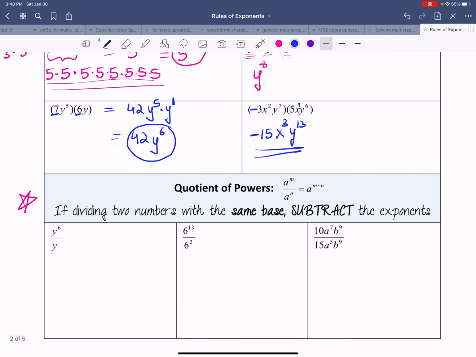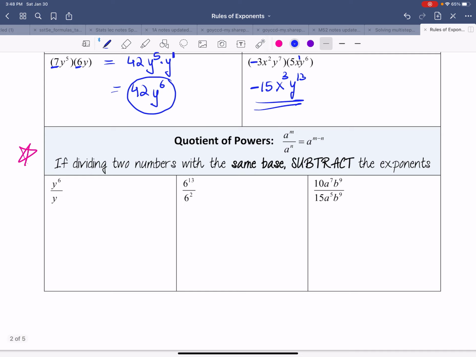Next, we have the quotient of powers. When we have the same base and we are dividing, we subtract the exponents. Okay, if we are dividing two numbers with the same base, subtract the exponents. All right, let's see. y to the 6th over y. This means there's a hidden one over here. We're going to subtract the exponents, which means y to the 5th.